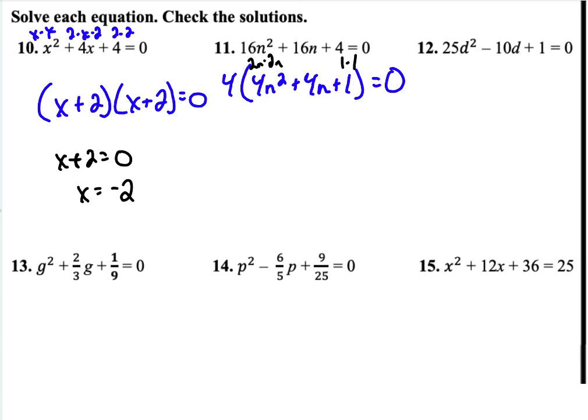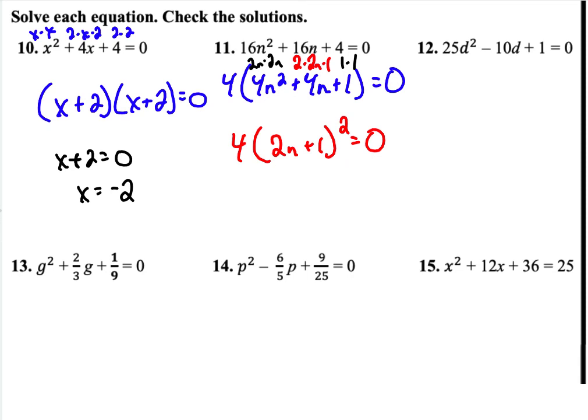So the real test is the middle. Is this really 2 times 2n times 1? 2 times my first term times my last one. Well, yeah, that does 4n. So I know this is going to give me 2n plus 1 squared, because it's going to fit that perfect square pattern, 2n plus 1 and 2n plus 1.